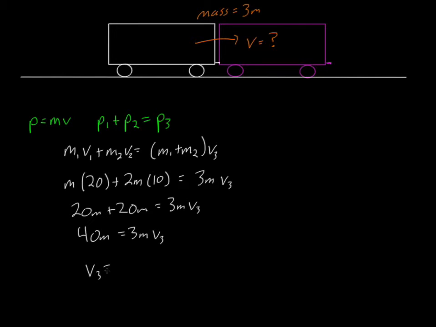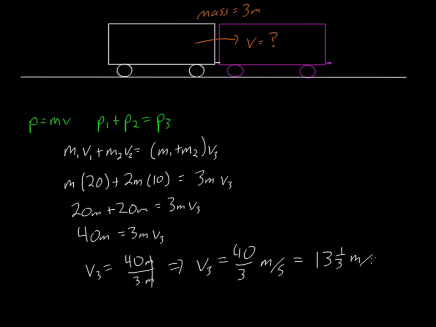Therefore V3 is going to be equal to 40m over 3m. The 3m's will cancel, so therefore V3 is simply equal to 40 over 3 meters per second. Now, we can simplify that down further and make it into usable numbers, which is equal to 13 1/3 meters per second.